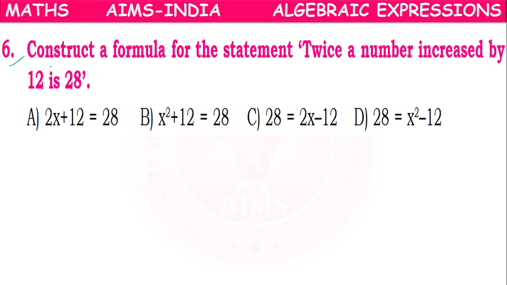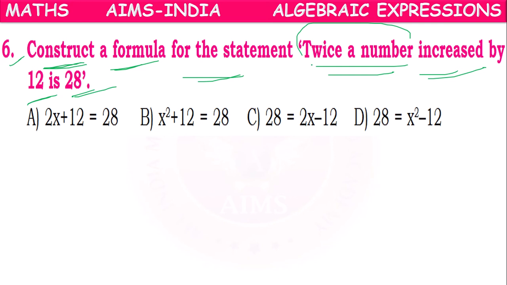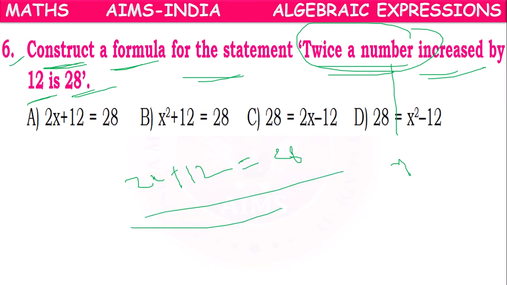Next, construct a formula for the statement, twice a number increased by 12 is 28. Twice a number, if the number is x, then twice a number will be 2x, increased by 12. 12 is added to that, increased by 12 is 28, means is equal to 28. 2x plus 12 equal to 28. So option A is the correct one.